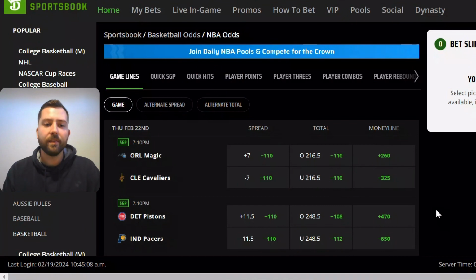If you want to bet the Magic plus 7 points, then the Magic could lose by 6 and you would still win that bet. Now, on the other hand, if I wanted to bet the Cavaliers minus 7, they need to win by at least 7 points for me to win that bet. So if the Cavaliers win the game, but they only win by 5, I'm still going to lose the bet. They need to win by at least 7. If they win by exactly 7, then it's a push and your bet will be voided. You'll get your money back.